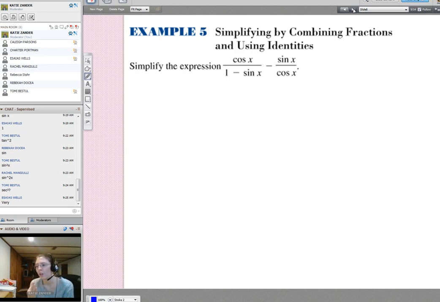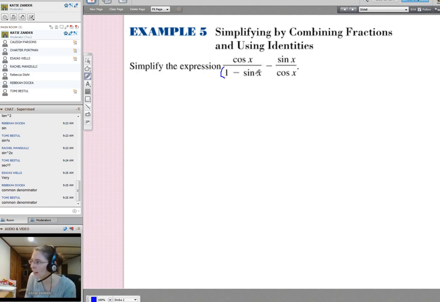The other thing we're going to look for is if we're adding fractions or subtracting fractions. So if we're adding or subtracting fractions, what do we have to have before we can actually add or subtract? You must have a common denominator. So that's going to be the goal anytime you see adding or subtracting with your trig functions, especially if there's fractions involved there. We're looking for a common denominator.